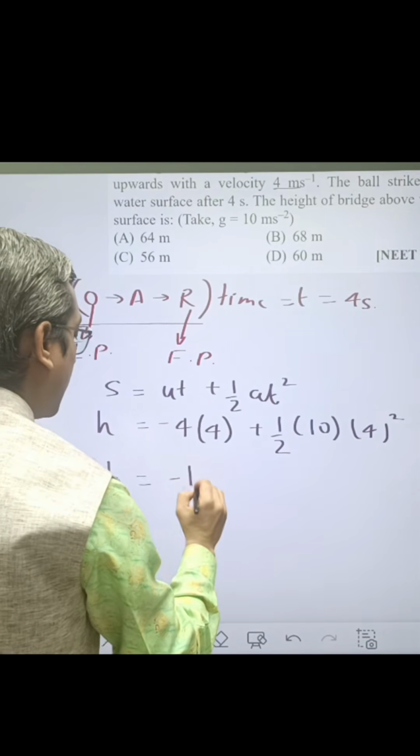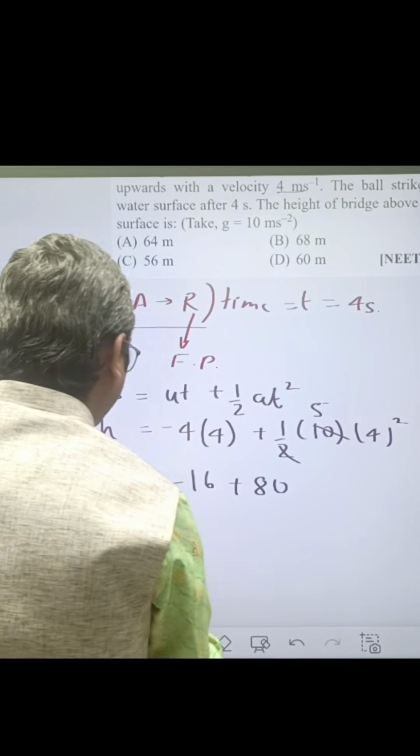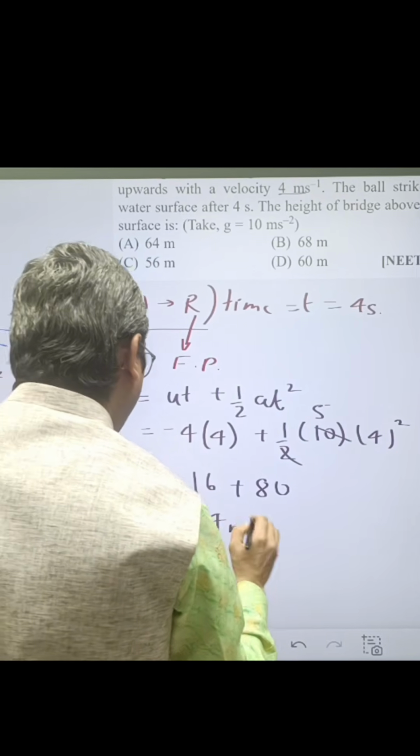So we get minus 16 plus, 2 ones are 2, 5 twos are 10... 5 into 16 is 80. So this is 80 minus 16, that is 64 meters. This is the answer.